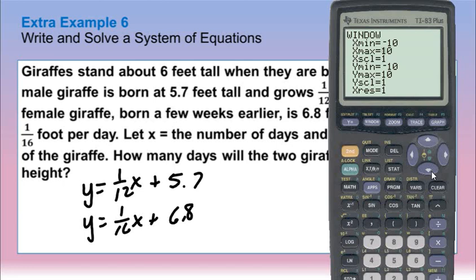Let's do that 50, count by tens. That one should show the intersection. Okay, roughly there. So we can do second trace, number 5, hit enter 3 times, and it tells us. Okay, let's go back to our window settings. Let's change this to 100. Count by 10 still, and then try this.